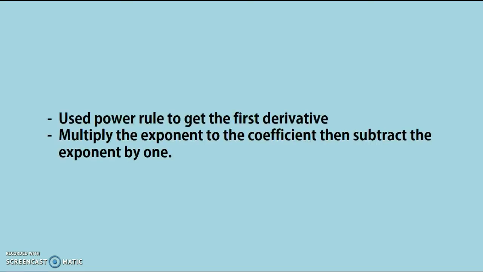A while ago, Michelle used the power rule to get the first derivative because it is a quadratic function where we will just multiply the exponent by the coefficient then subtract 1 from the exponent.